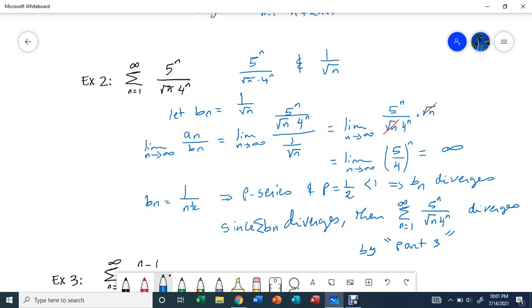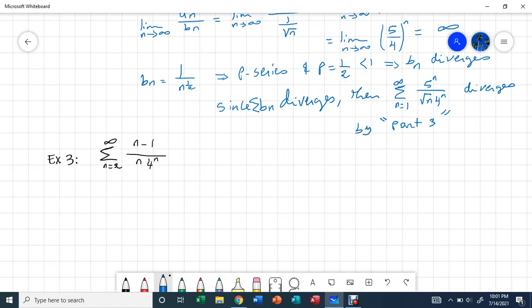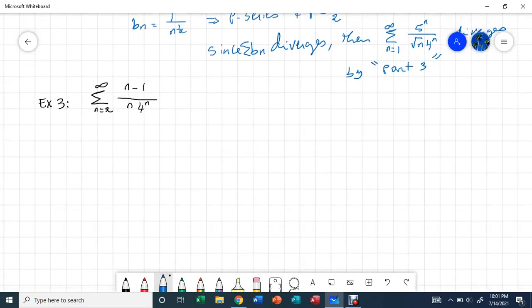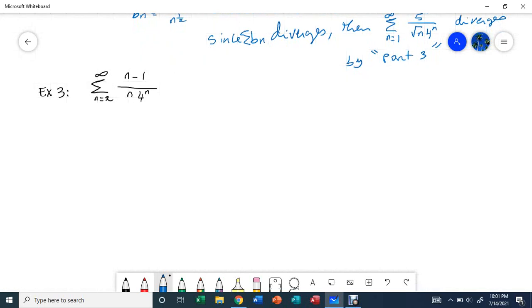So now let's look at the last example here to get more practice on how to use this method. The last question is the series from n equals 2 to positive infinity of n minus 1 over n times 4 to the n. Same thing: if you graph this function, n minus 1 over n times 4 to the n and 1 over 4 to the n will behave the same way as n goes to infinity.